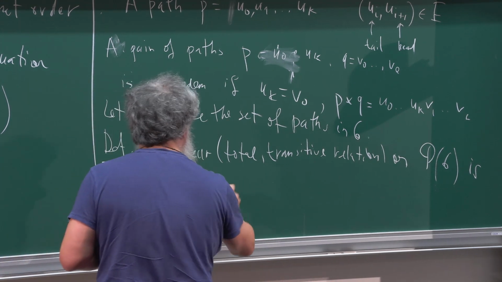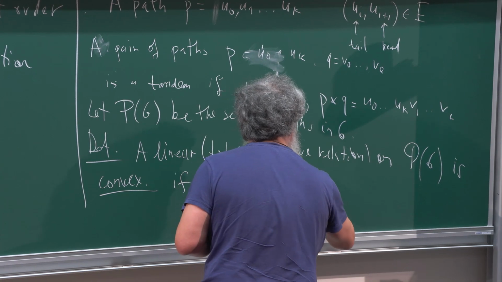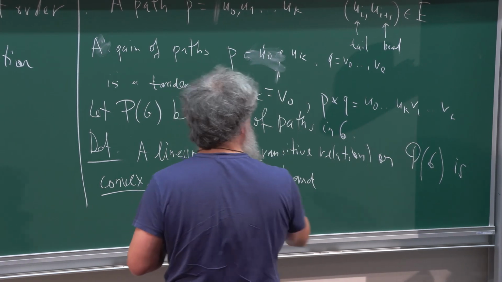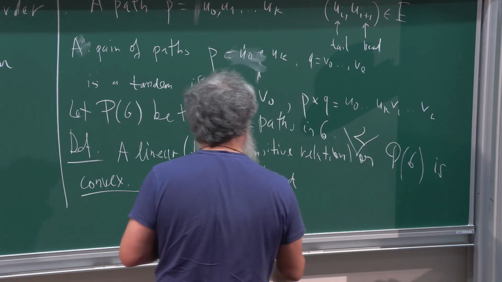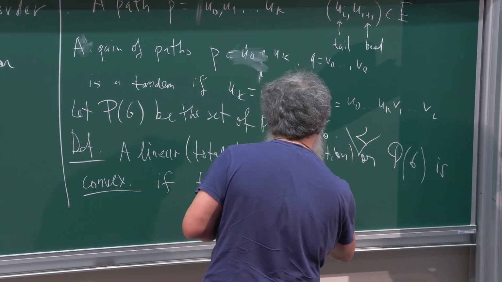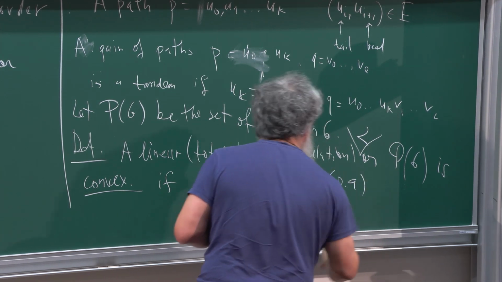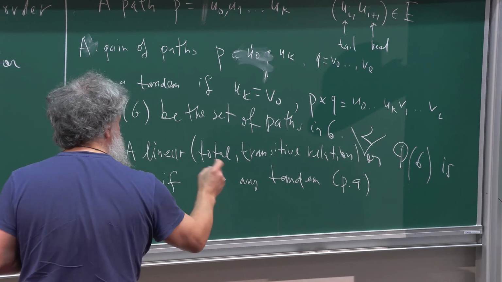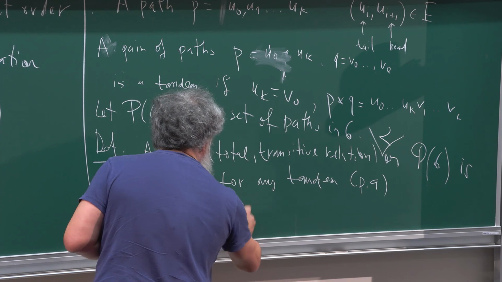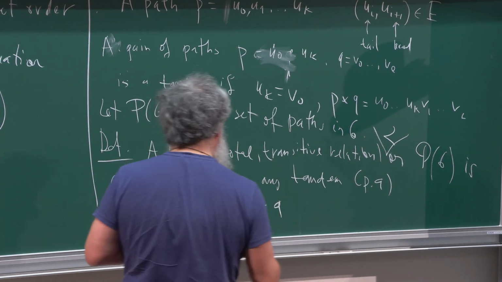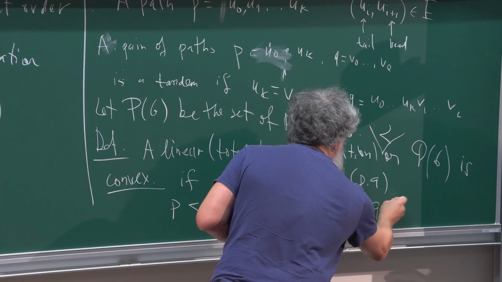if for any tandem, so a linear order, so I will call it like this one, on any tandem (P, Q) orders its three paths either P less than P concatenated with Q less than Q, or Q less than P concatenated with Q less than P.